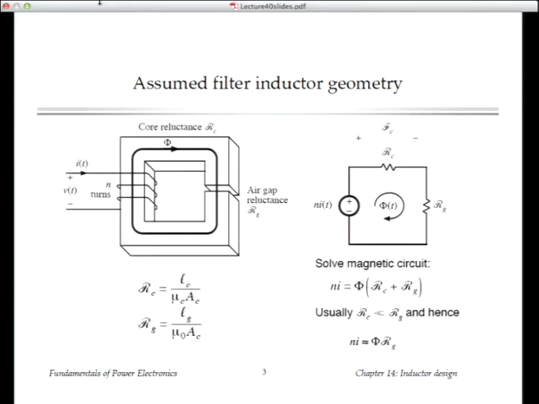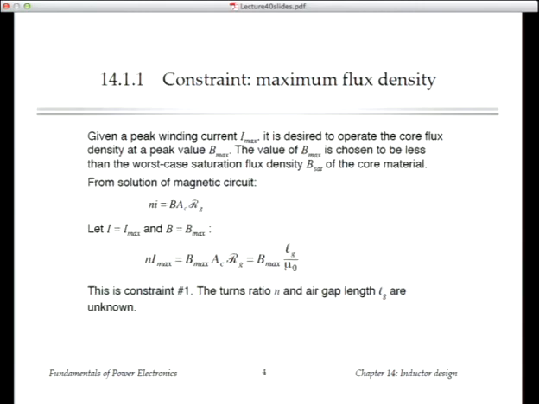Okay, so we've got this, and there is some effective area, AC. There's some effective distance around the core, although it doesn't matter because the reluctance of the core we're going to ignore. And so we can now solve this. In fact, we have solved this in previous lectures for how the inductor works given this. So for design now, we need to write the constraints. And so here's a list of constraints.